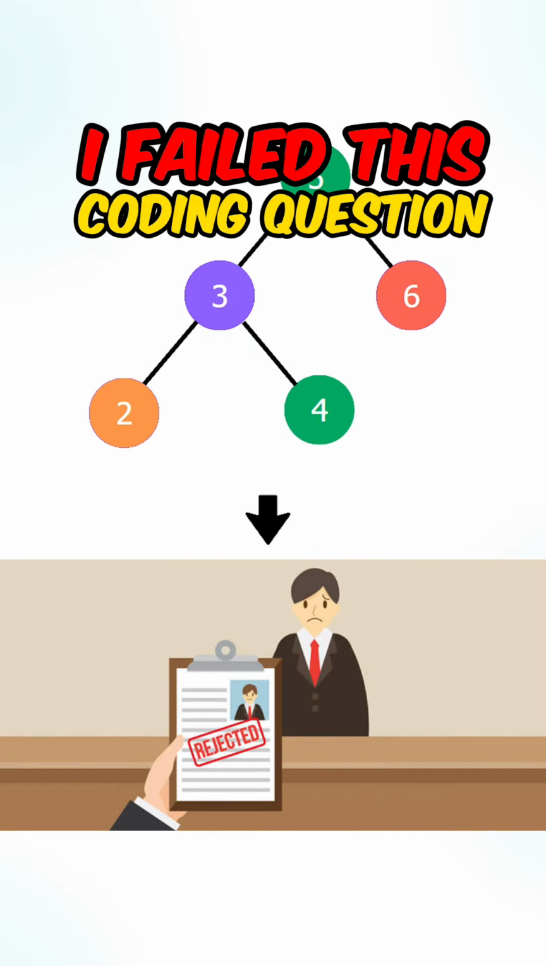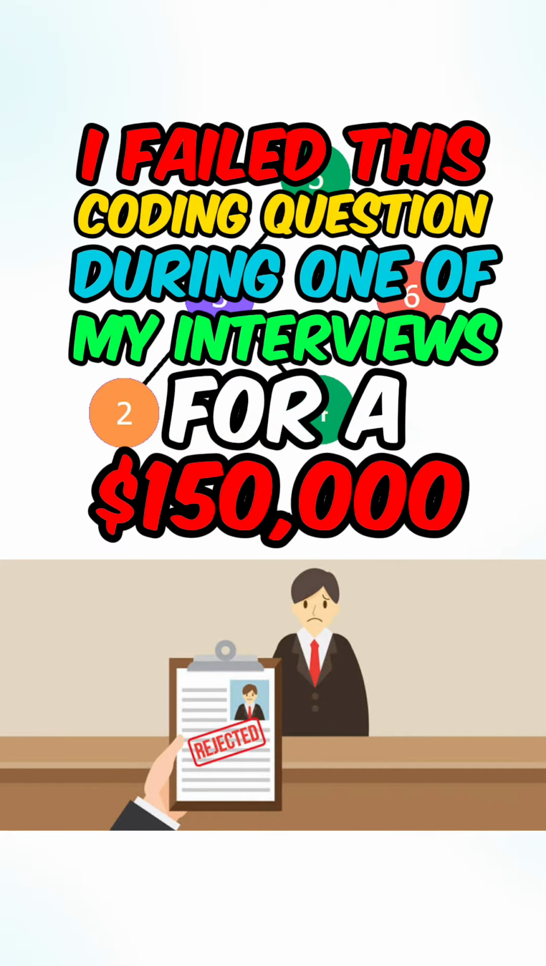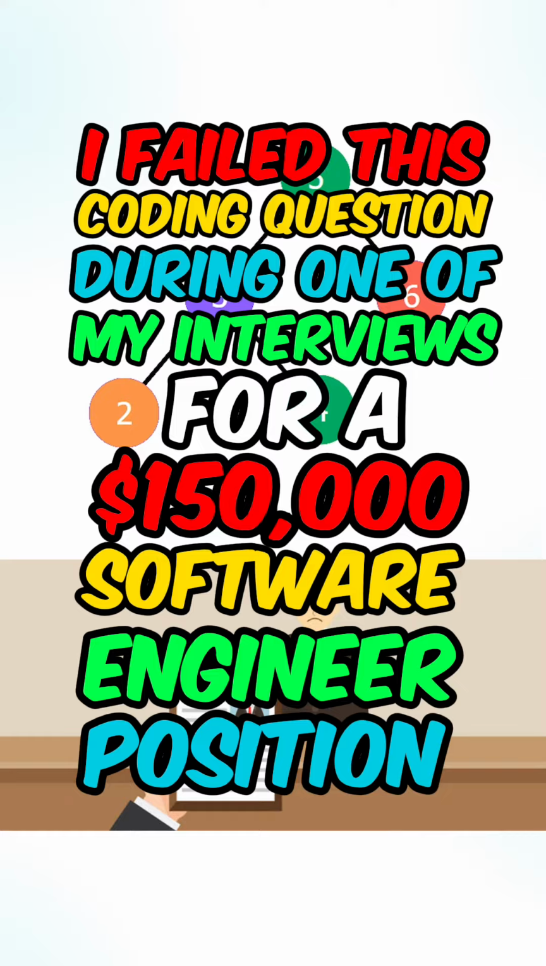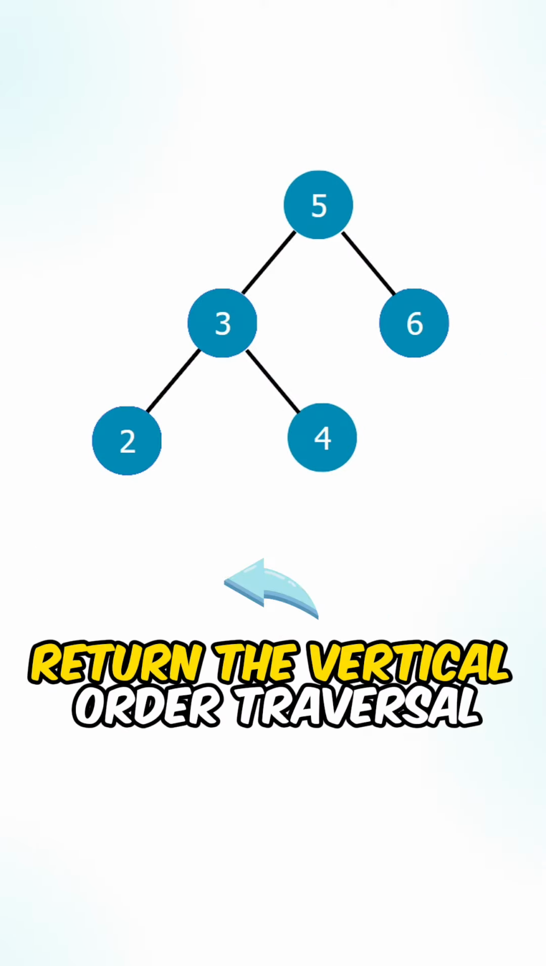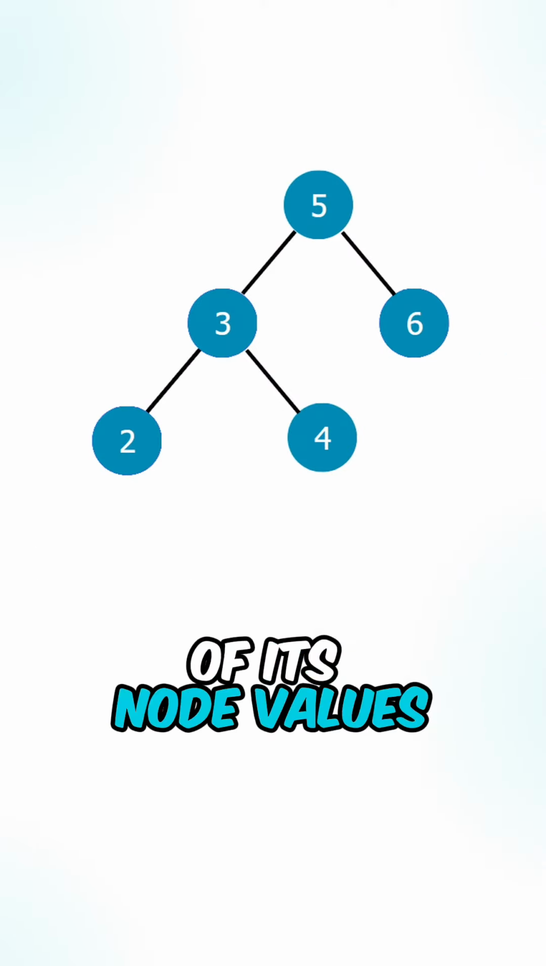I failed this coding question during one of my interviews for a $150,000 software engineer position. Given a binary tree, return the vertical order traversal of its node values.